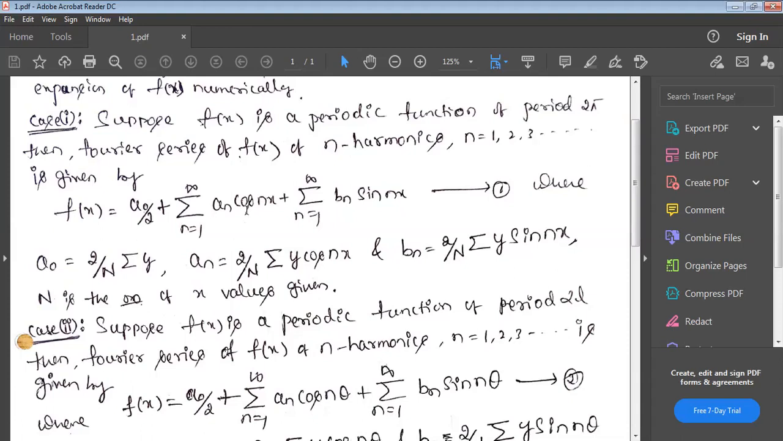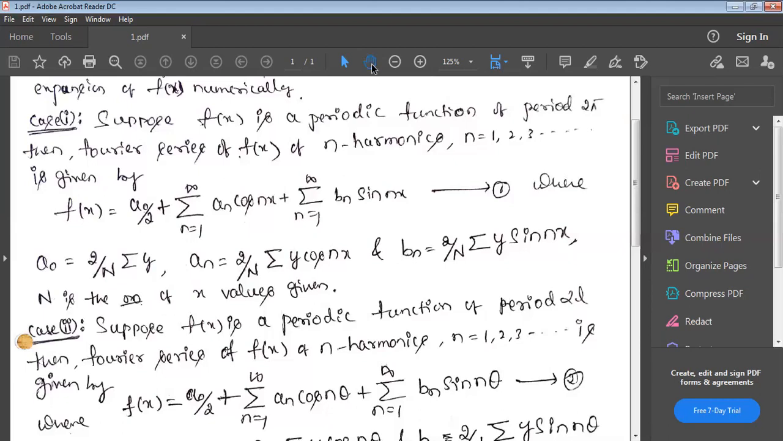Here a naught, a n, b n are the Fourier coefficients, which are calculated by using a formula. a naught is equal to 2 by capital N into summation y. a n is 2 by capital N into summation y cos n x, and b n is 2 by capital N into summation y sin n x. These are the expressions for a naught, a n and b n, where capital N represents the number of x values given here. So this is the expression for the Fourier series, and these are the Fourier coefficients of f of x whose period is 2 pi.